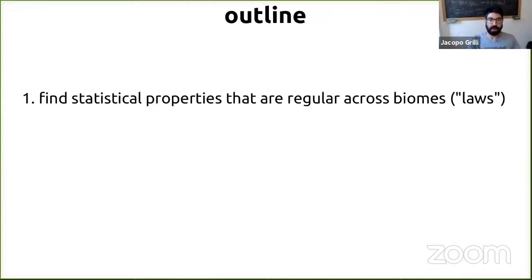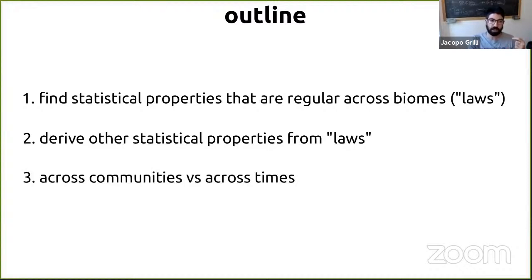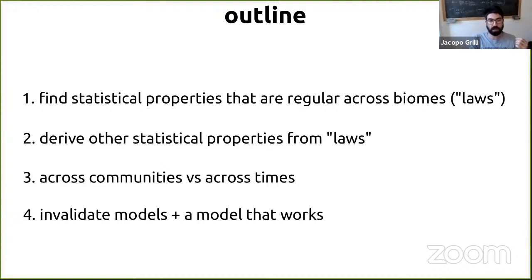So I'll first discuss a few statistical properties that are regular across biomes and use them to define a null model to generate microbial communities in silico, showing that this null model reproduces other commonly studied statistical properties. I'll compare variation across communities and across time in the light of these statistical properties. And then I'll use these to try to understand something about mechanisms.